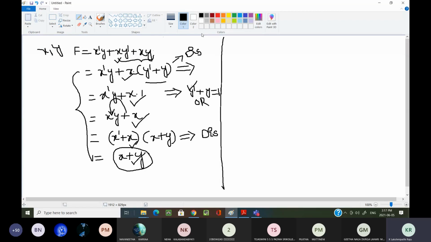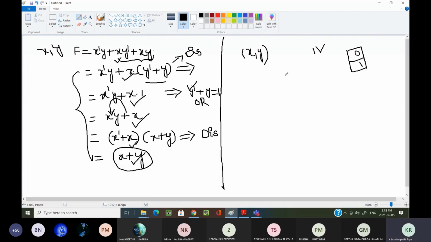Now, what do we do in the map simplification method? First of all, check how many variables are there in the given expression, and you need to draw one map. That map we can call a K map. Before simplifying the problem, suppose there is one variable. This is my map, a one variable map method. In the first cell I am considering 0, and in the second cell I am considering 1.